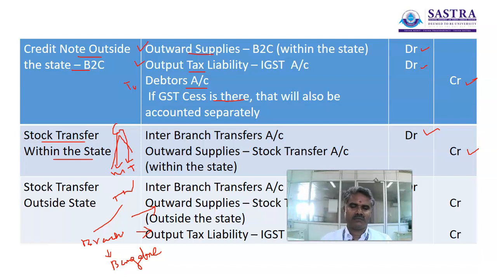So now both the states ask you to pay tax. Even Tamil Nadu asks you to pay tax here, and Bangalore asks you to pay tax there, because your stock is transferred from Tamil Nadu to Bangalore. So here you have to pay IGST. So inter-branch transfer, account debtor to output tax liability, but this is interstate, so IGST is applicable. Okay.